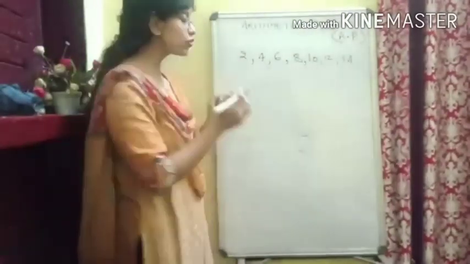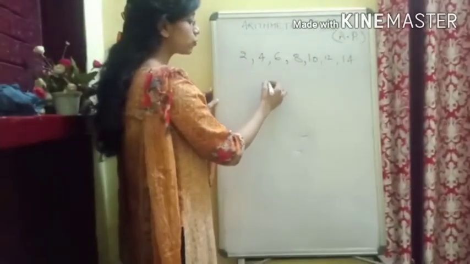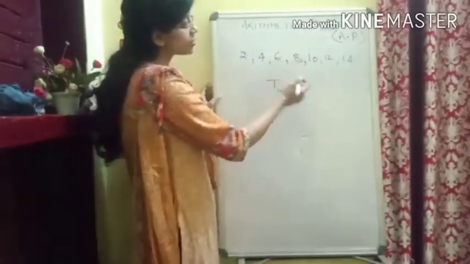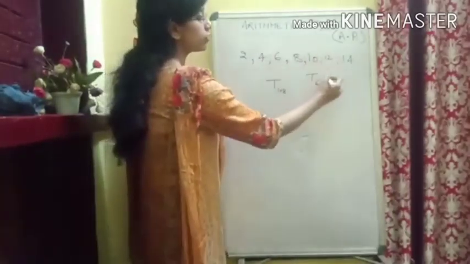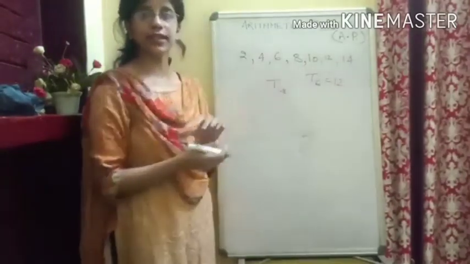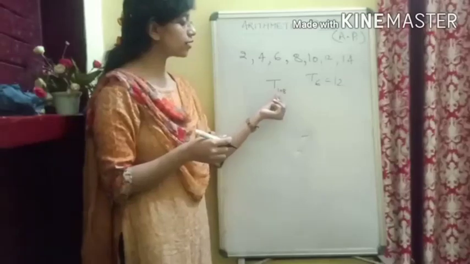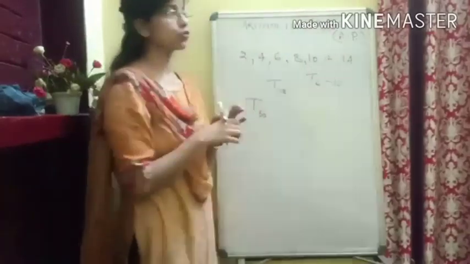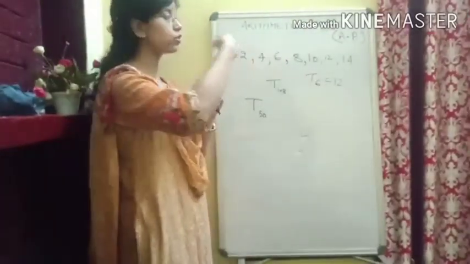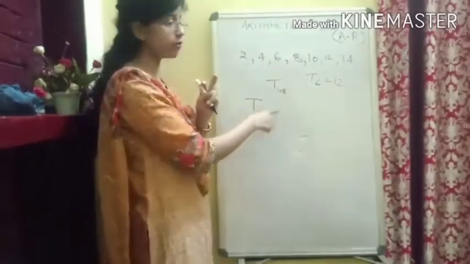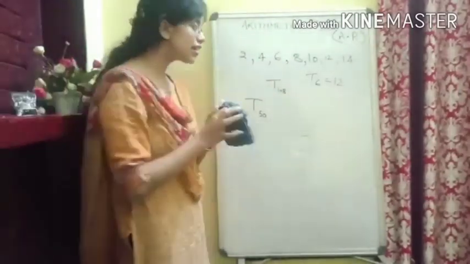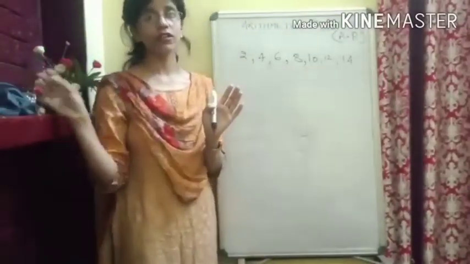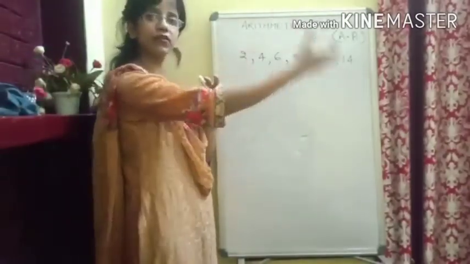But what if I ask you to calculate the 108th term? If I ask you the 6th term, it will be 12, and you can easily tell me. But what if I ask you to calculate the 108th term? What if I ask you the 50th term of this sequence? It is not possible for us to add every time and go up to the 50th term or the 108th term. That's why we are going to write a formula, so that every time we can use that formula to calculate the term.